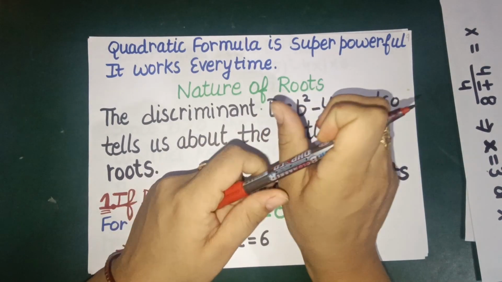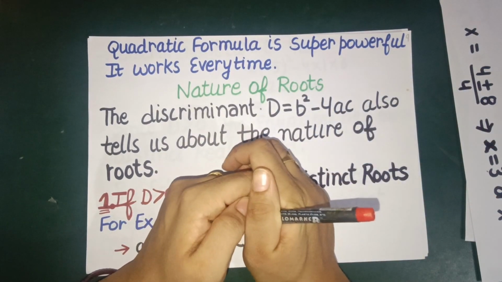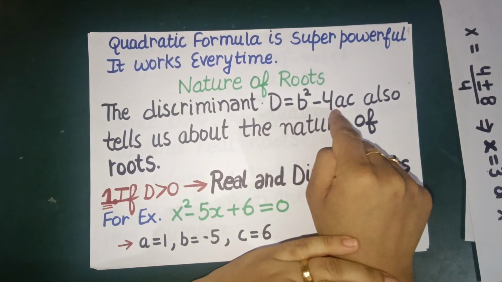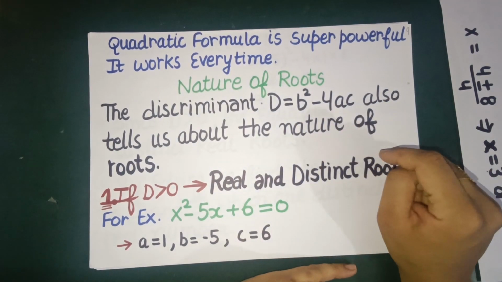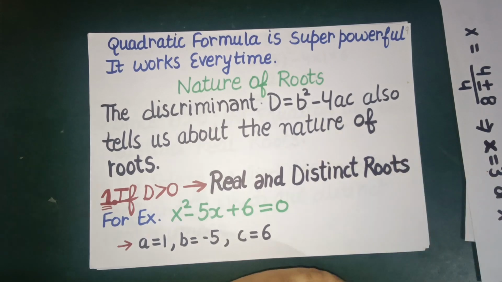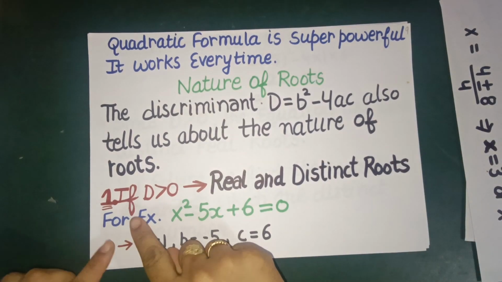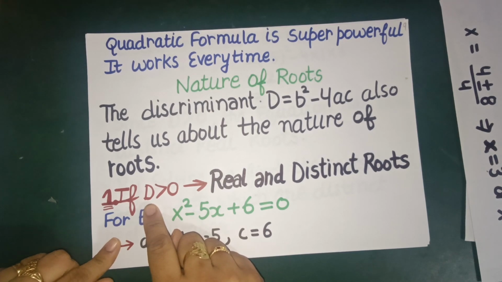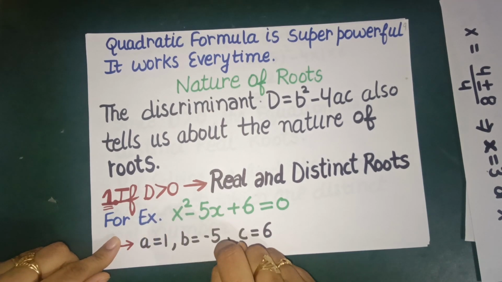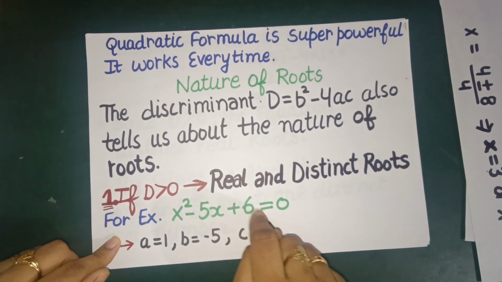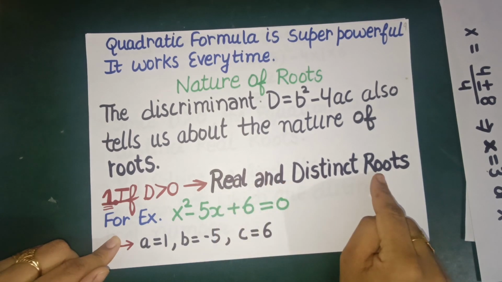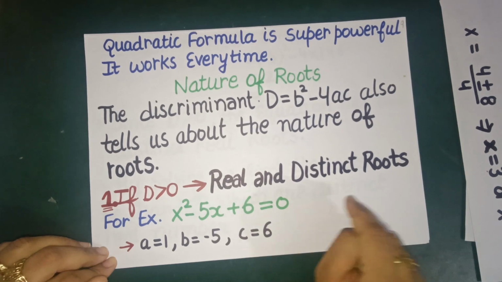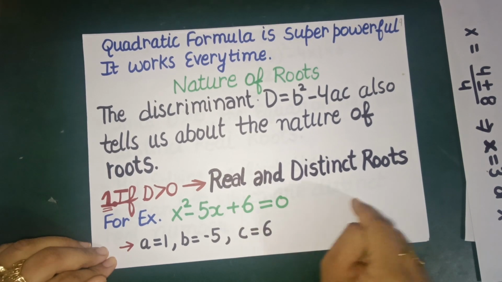Now let's find the nature of roots. What is the nature of roots? The discriminant D, that is b² - 4ac, also tells us about the nature of roots. Nature of roots says that if D is greater than 0, अगर हमारे पास discriminant जो आता है वो greater than 0 आता है, then we can say कि जो equation है उसके रियल एंड डिस्टिंक्ट रूट्स होंगे. रियल नंबर होंगे, डिस्टिंक्ट मतलब कि जो x की दो वैल्यूज आएंगी ना वो एक दूसरे के आइडेंटिकल नहीं होंगी.